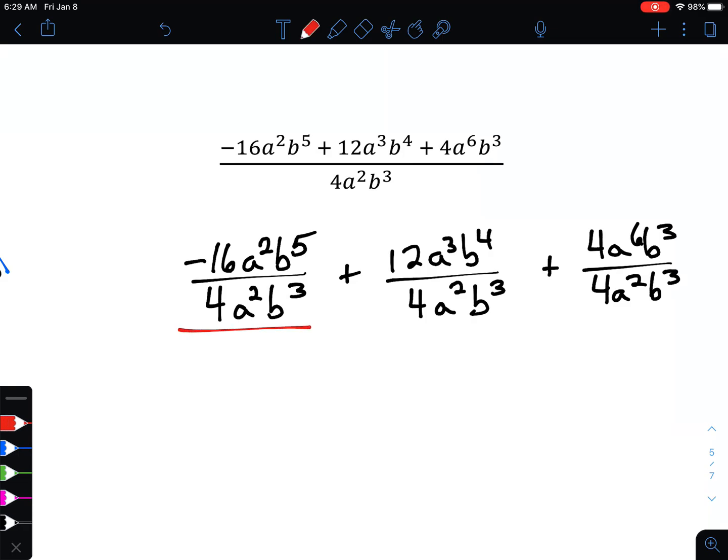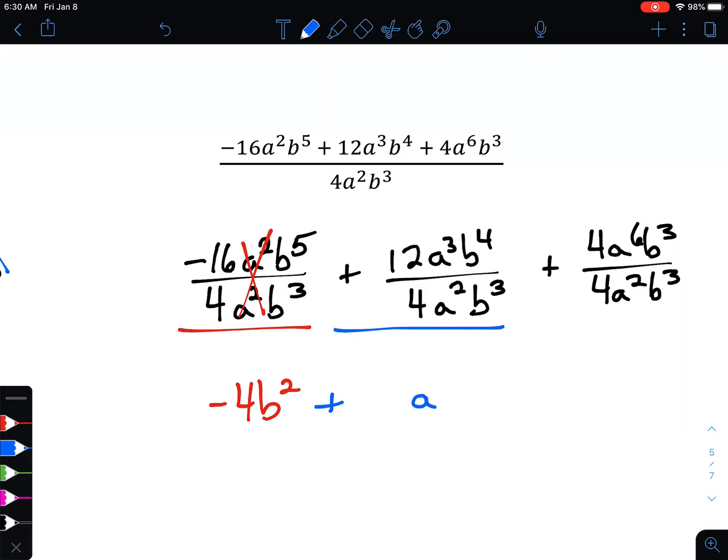Okay, once we've done that, again, we're just going to go fraction by fraction. In our first fraction, same amount of a's in both top and bottom, so those are just going to cancel. For b, we have 2 more on top than bottom, so that's going to be b squared. And then negative 16 divided by 4 is going to be negative 4.